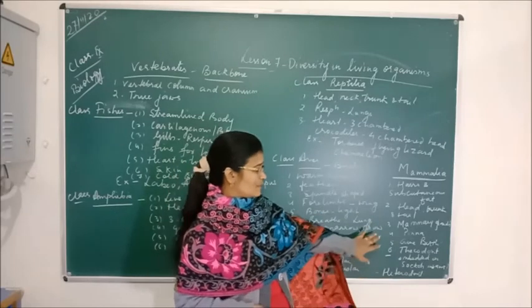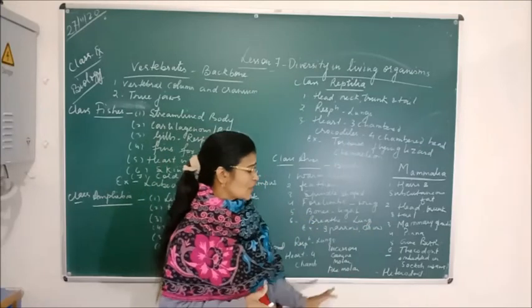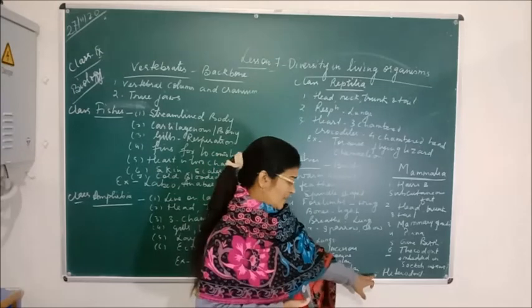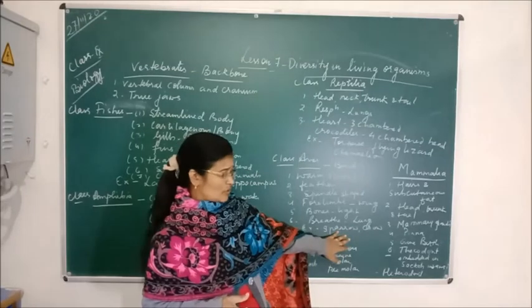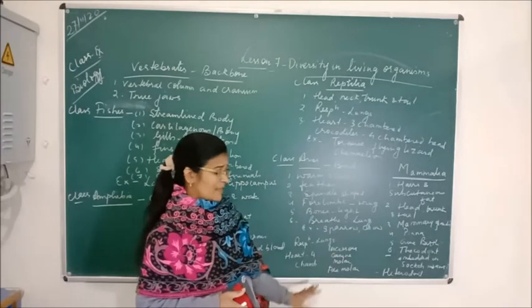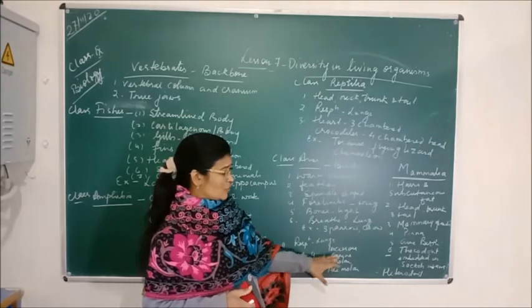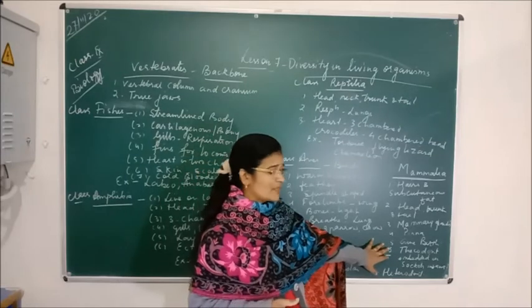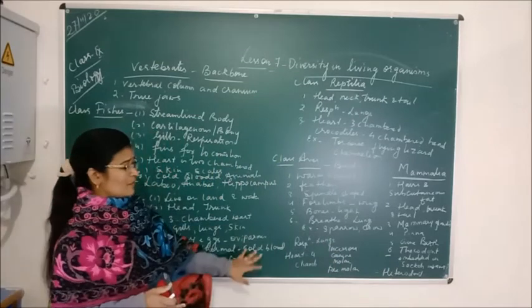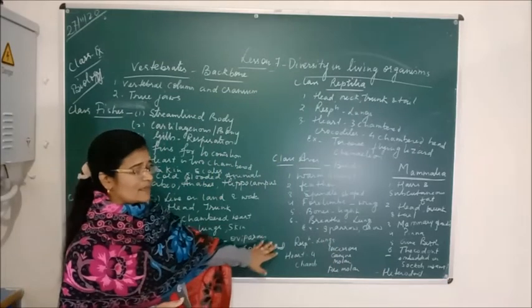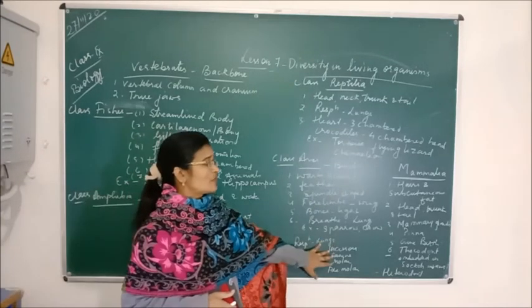They have pinna outside their ears, and their teeth are of two types, that is thecodont and heterodont. Thecodont means the teeth are embedded in sockets in the jaws, and heterodont means the teeth are divided into four types: incisors, canines, molars and premolars. That's why mammals have thecodont as well as heterodont teeth. Their heart is four-chambered, and mammals respire through the lungs. So these are the features of the mammals.